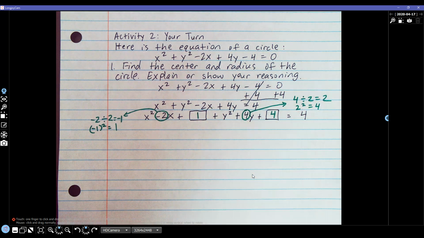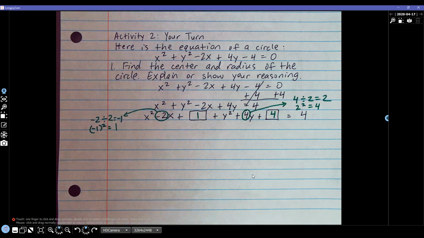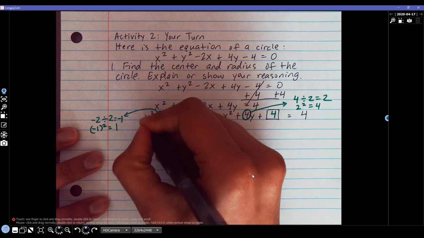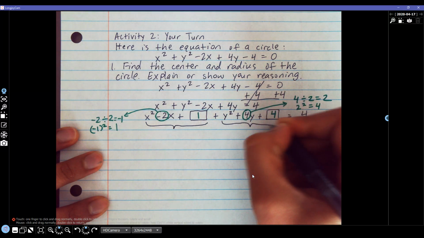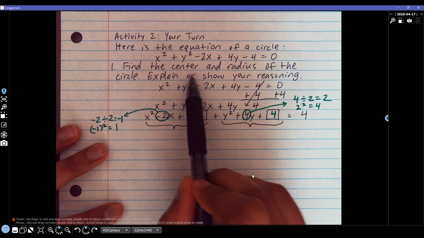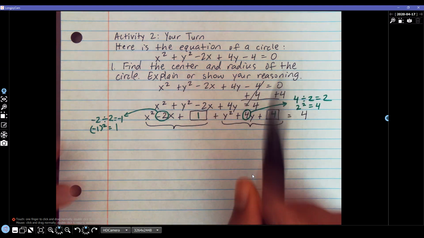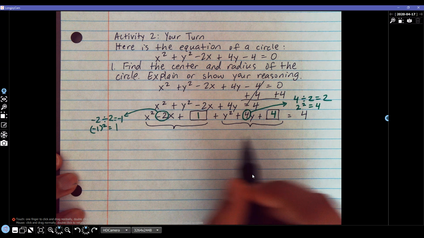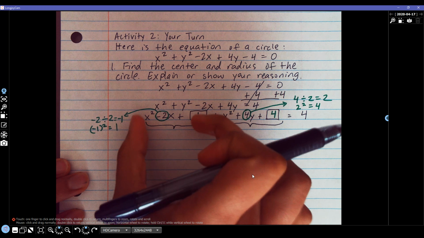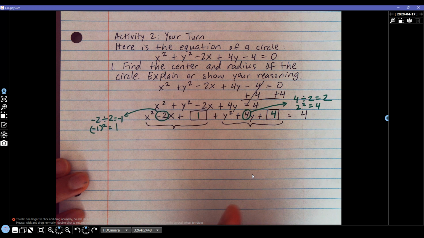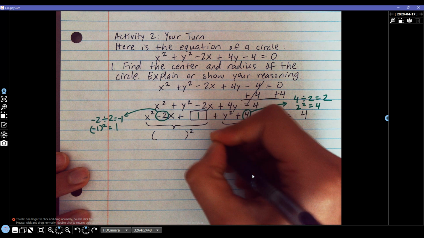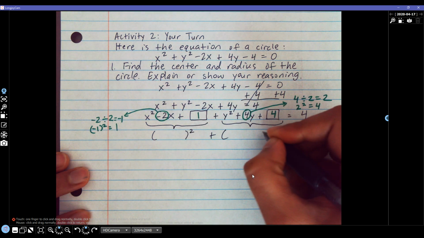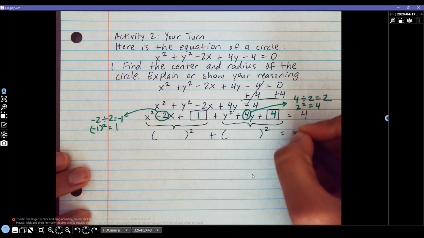The next part is rewriting this equation into a form that is useful for us, because our question is asking us to find the center and radius of the circle. If we break this down into two parts, they're both written in the standard form of a quadratic equation. We want it to end up looking like this, where it is a perfect square binomial written in factored form.